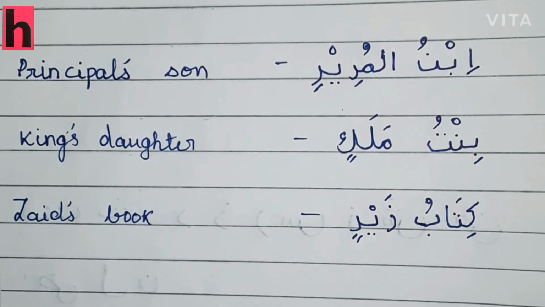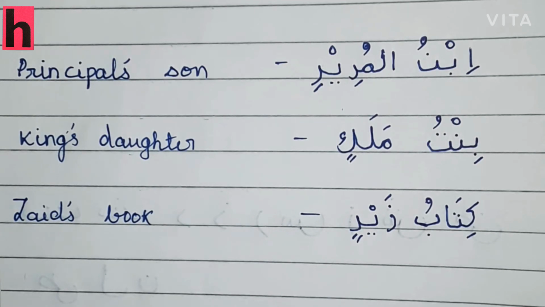Moving on with example 2. Bintu Malakin, king's daughter. Bintu is the mudaf and Malakin is the mudaf ilayhi. Bintu doesn't start with alif lam but doesn't end with tanween because it is mudaf. Malakin on the other hand can or cannot start with alif lam but must end with kasra or kasratain.